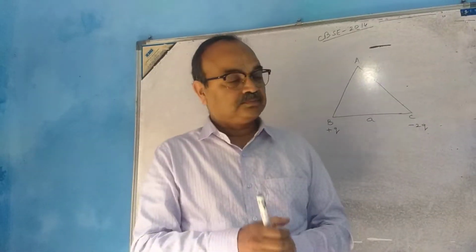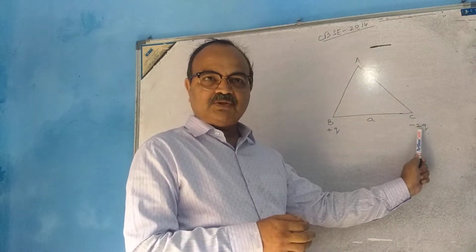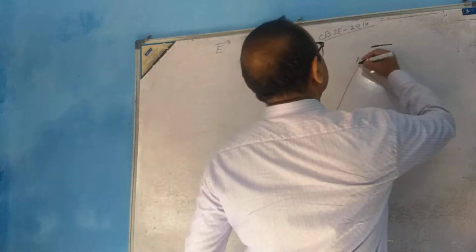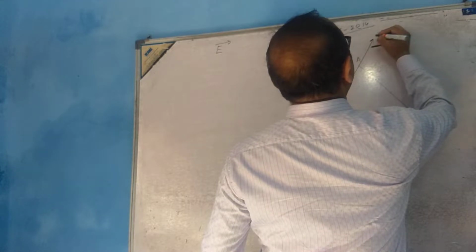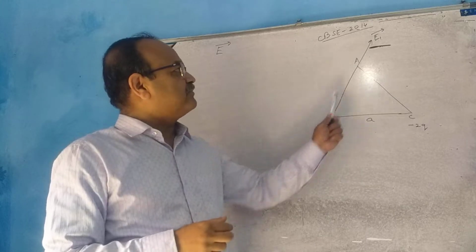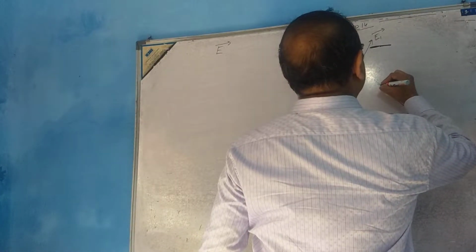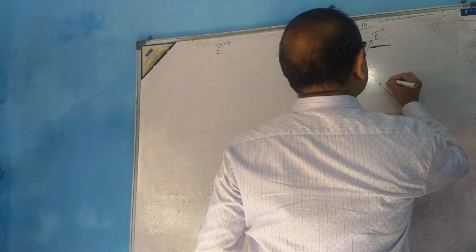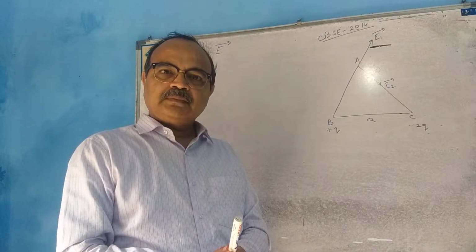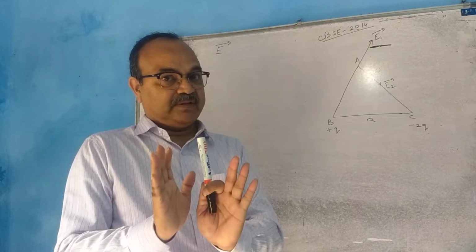I remind you, this is an equilateral triangle. The two charges plus Q and minus Q are placed. Due to this charge plus Q, the field will be E1 vector, always away from the positive charge. And E2 vector, look, E2 vector is towards the negative charge. I hope the directions are clear because directions are very important.